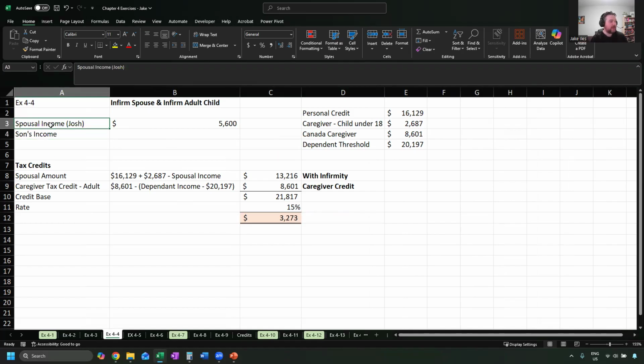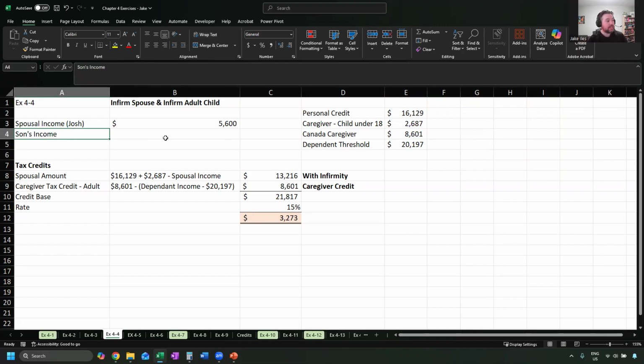The spousal amount will bring over the unused basic personal amount portions from the spouse. So with income of only 5,600, we have that basic personal amount, 16,129. We're adding that basic caregiver amount, the 2687, and we're going to subtract the spouse's income because that spouse is using some of those credits to get their tax payable to zero. The unused portion with the infirmity is 13,216.